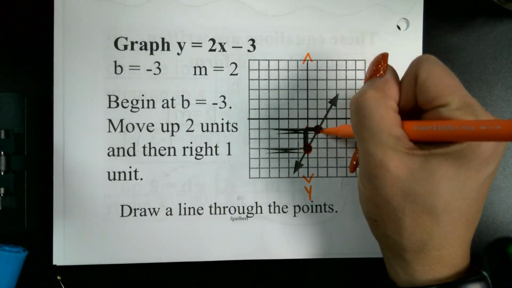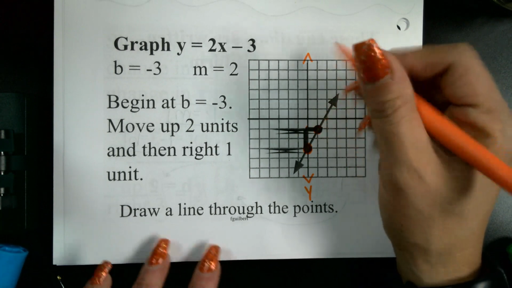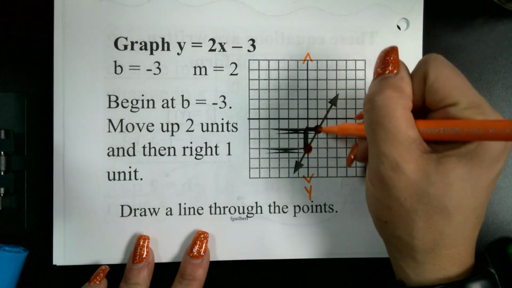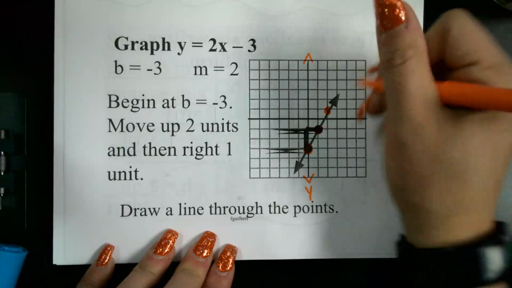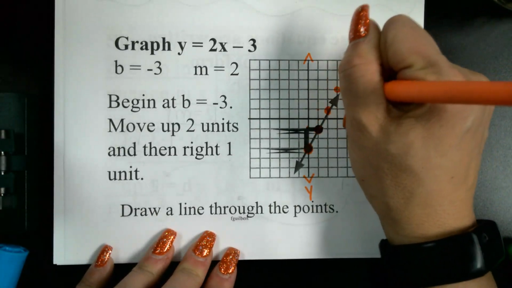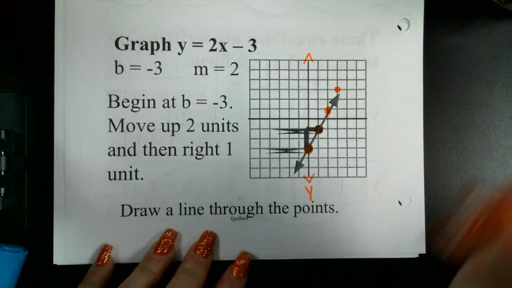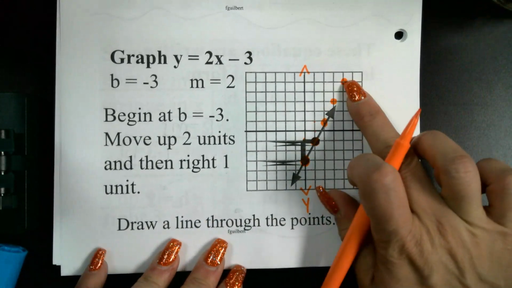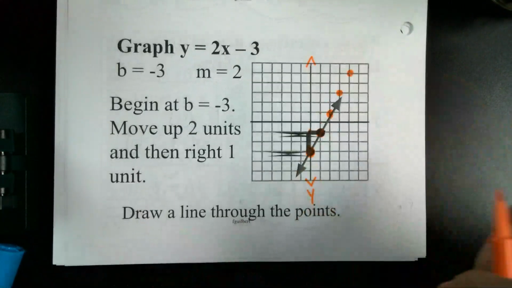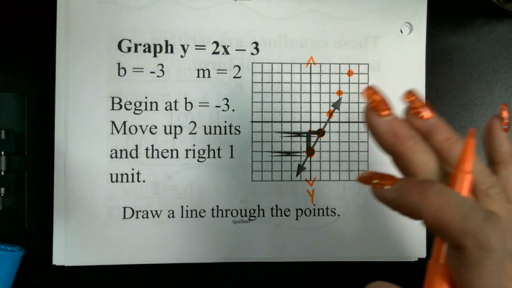Now they only did that once. I don't want you to do that once. I want you to do that as many times that'll fit. So once I get here, I would just keep going. I'd say up 2, right 1, new dot. Up 2, right 1, new dot. And I just keep going until I run out of room. So notice when I get up here, I can't go up 2 anymore. So that's the last point I would plot.